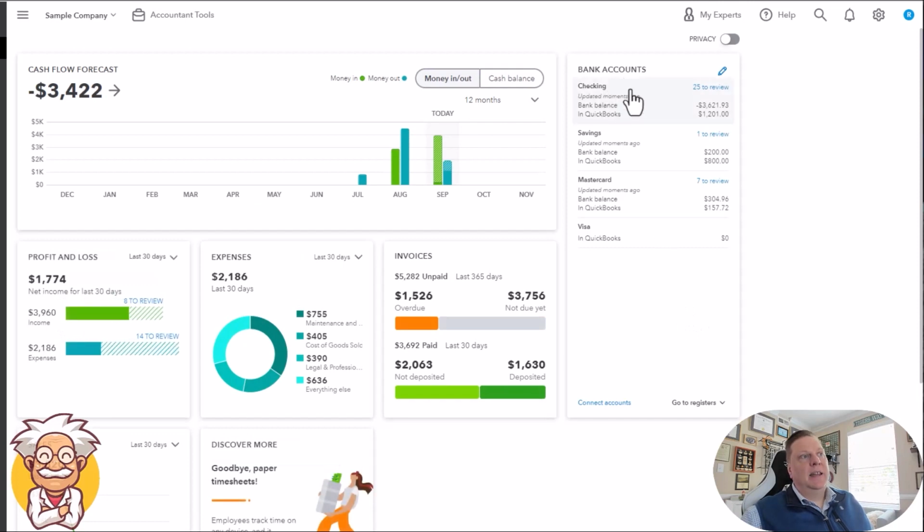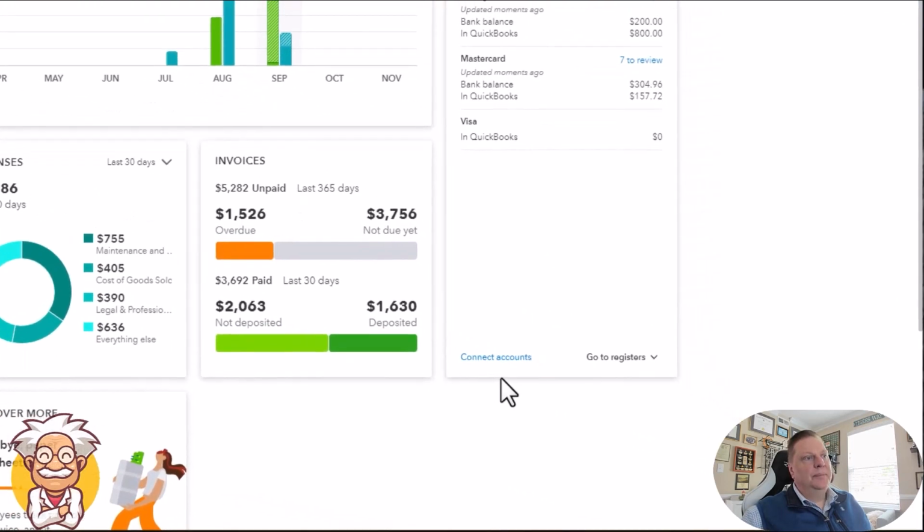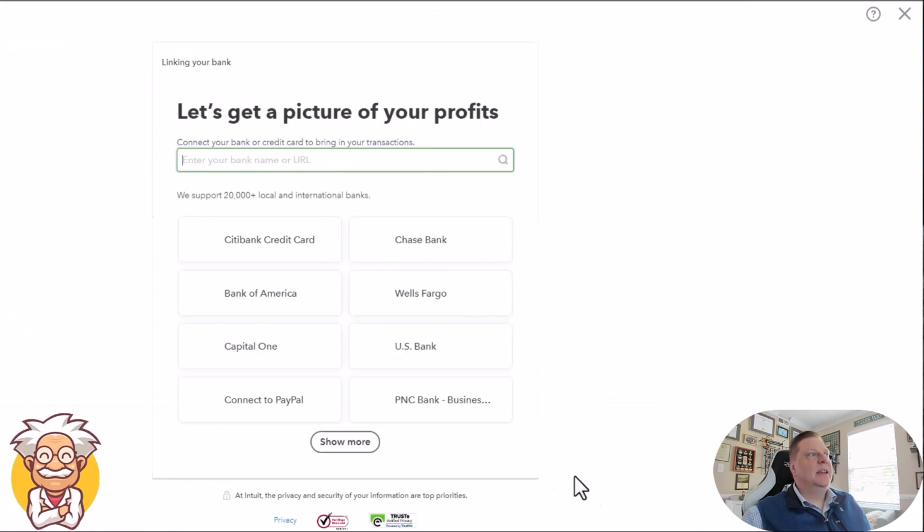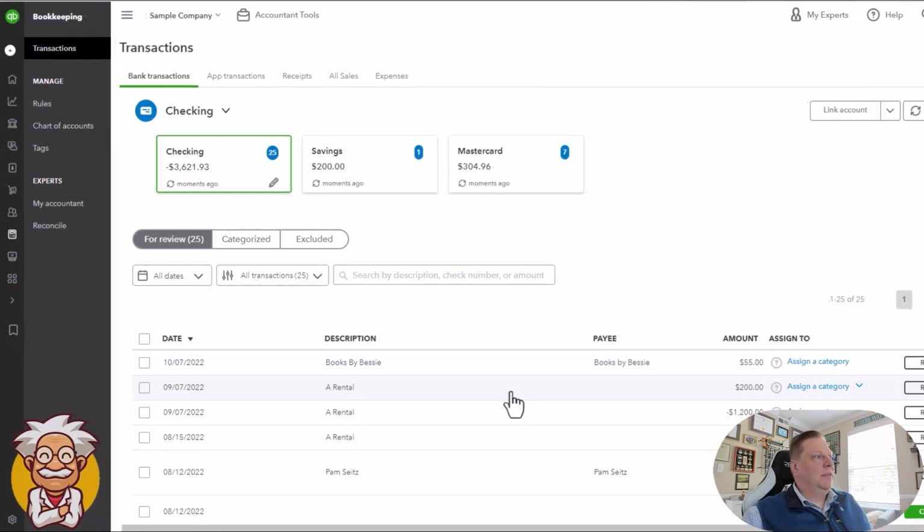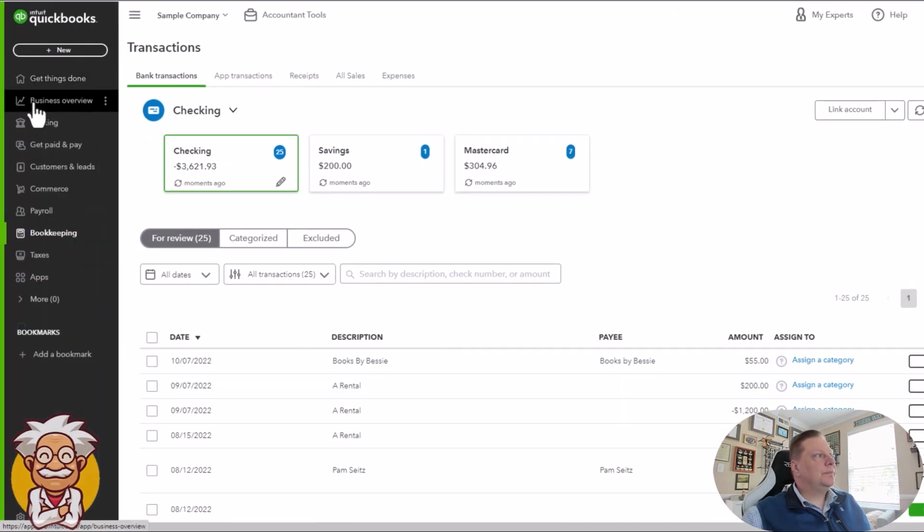You can always edit these by just going up here to this pencil, and it will go through that and you can edit those. Down below, if you need to connect another account, you would just click connect. That takes you to the window that allows you to connect. In our next lesson, we will go ahead and look at how to connect accounts. So I will leave that for our next lesson.